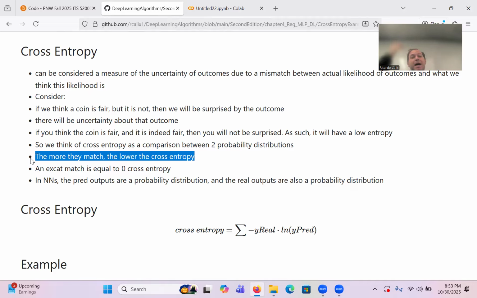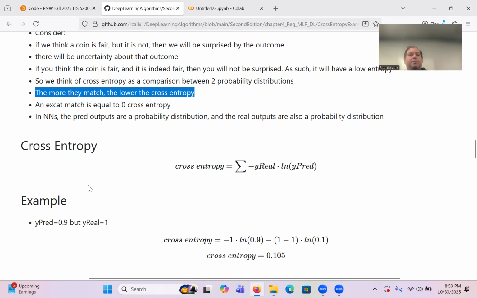So an exact match is equal to 0 cross entropy. So cat 1, 0, your prediction 0.99999, 0.00001. It matches almost perfectly. And whenever you do this calculation, the loss is going down. And that's exactly what you want. Okay. So an exact match is equal to 0 cross entropy.